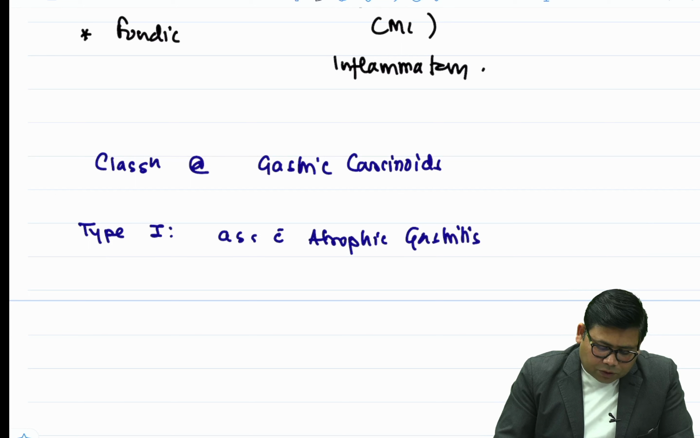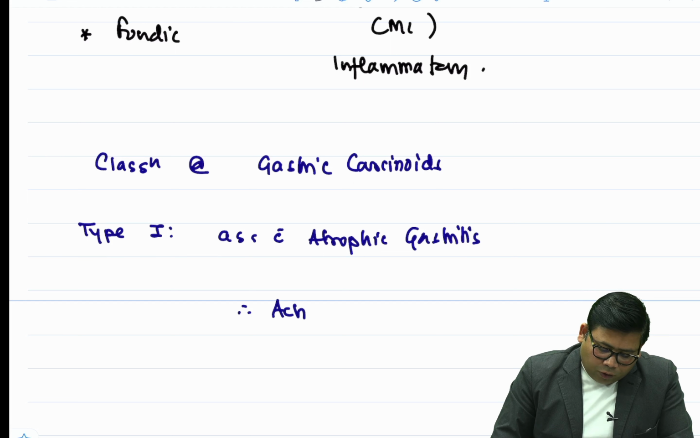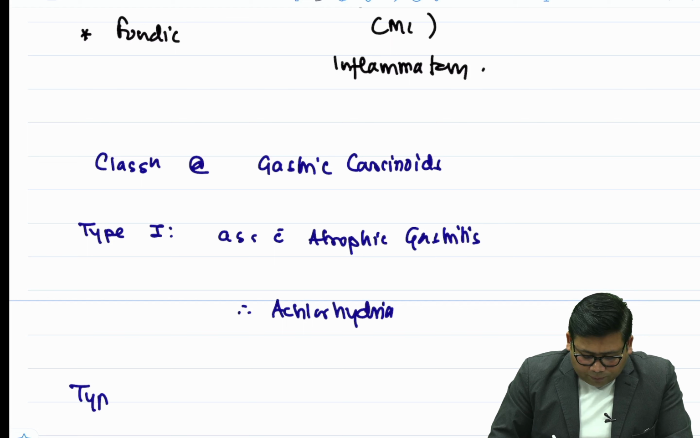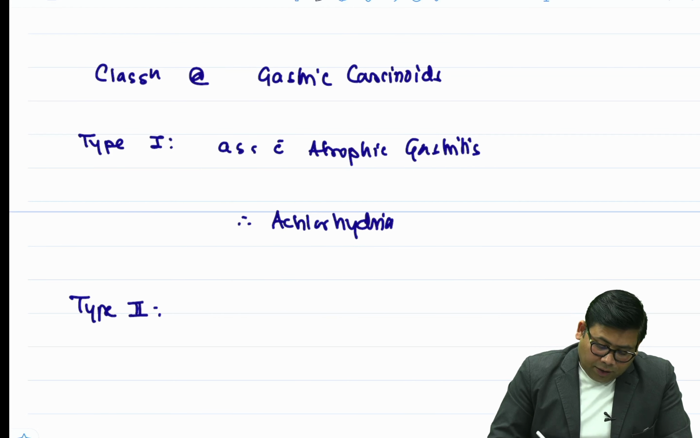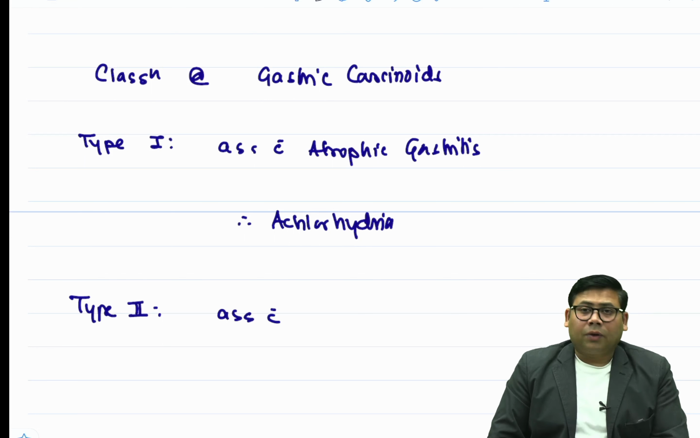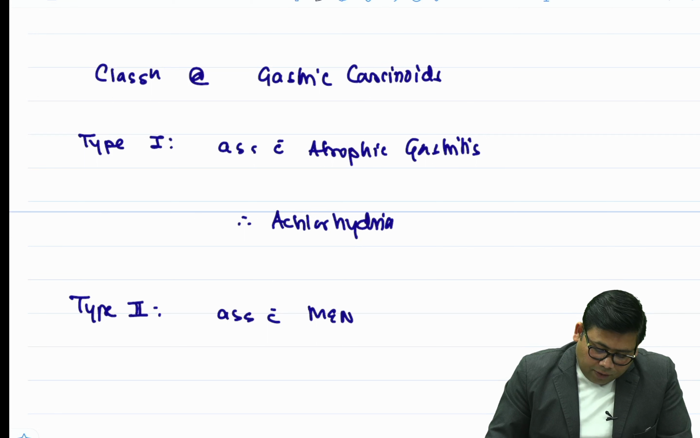So type 1 is associated with atrophic gastritis. Therefore, achlorhydria is a classical feature here. Type 2, what is type 2? This is again associated with hyperchlorhydria with hypergastrinemia. So this is associated with MEN syndrome, or you can say Zollinger-Ellison syndrome.